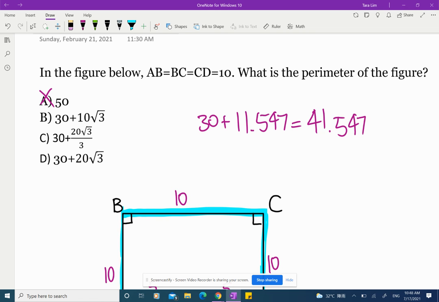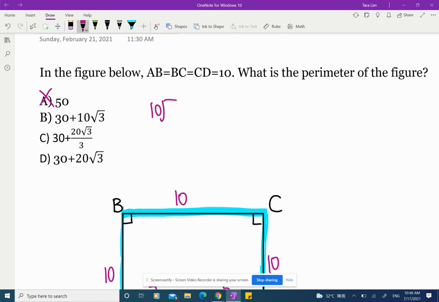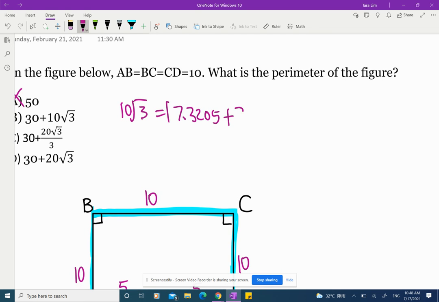And now let's try B. So first of all, we must know what 10 times square root 3 is. So let's put it on our calculator. 10 times square root 3 is going to give us 17.3205. And then let's try adding 30.